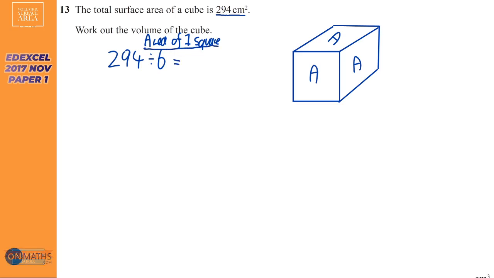Okay, to do this we can just use the bus stop method. So, 6 goes on the outside, and 294. 6 into 2 doesn't go, 6 into 29. Well, 6 times 4 is 24, so that would be 4, and that would leave 5 left over, and 6 into 54 goes 9, so that's going to be 49. And we could put units, centimetres squared.